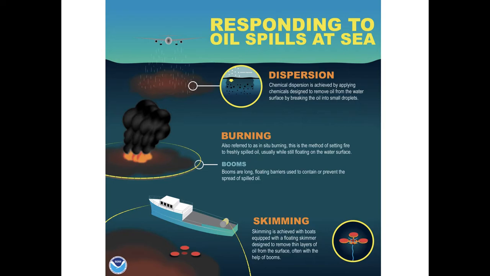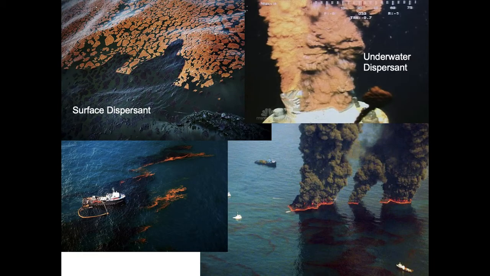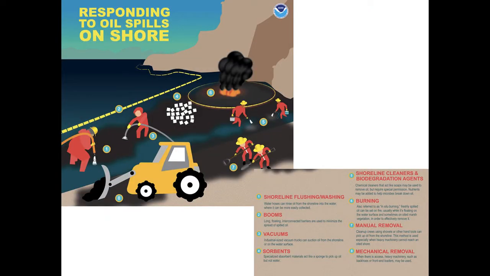Skimming is when floating skimmers are used to remove thin layers of oil from the surface. Again, booms are often used to contain this to aid in skimming. So this shows real life pictures of some of these things. This is burning off oil. This is a surface dispersant, so they've sprayed something on the oil to break it up into smaller clumps so it's not one giant slick. This is an underwater dispersant, again trying to break the oil up into smaller amounts.